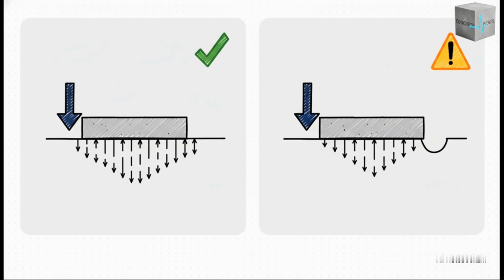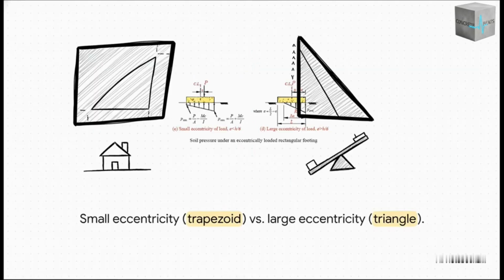And this eccentricity has a magic number, 1/6 of the footing's length, or L over 6. If your eccentricity is less than that threshold, the entire bottom of the footing is still pushing down on the soil. But the moment you cross that line, part of the footing can actually start to lift off the ground, which means you get zero pressure on that side. And this visual just nails it, doesn't it? On the left, with just a little eccentricity, you get this stable trapezoid of pressure. But on the right, once you've gone past that L over 6 limit, the pressure becomes a triangle.